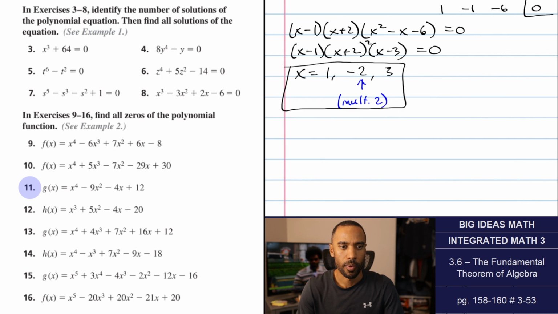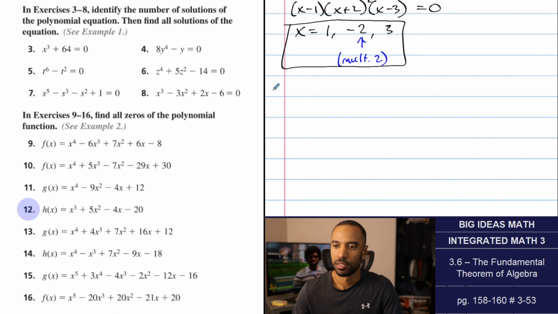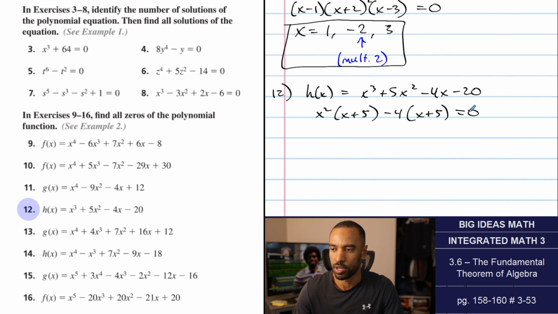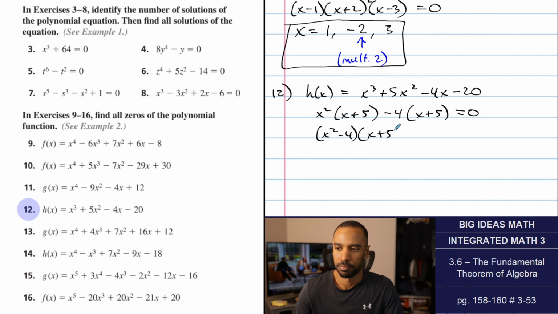Okay, number 12. Now, I stated number 12 appears to be factorable by grouping, and I stick to that. So we're going to factor by grouping. It is an x cubed, so 3 solutions are on the horizon. x cubed plus 5x squared minus 4x minus 20. We're going to set this equal to 0 as we factor by grouping. Take an x squared out of the first 2 terms, you get x plus 5. Take a negative 4 out of the next 2 terms, you get x plus 5. That's why this works. And then you're left with x squared minus 4 times x plus 5.